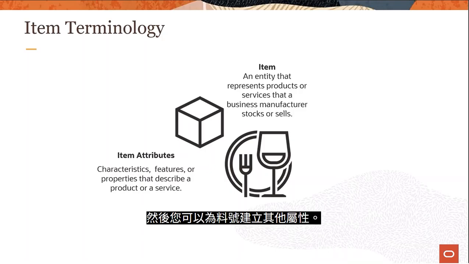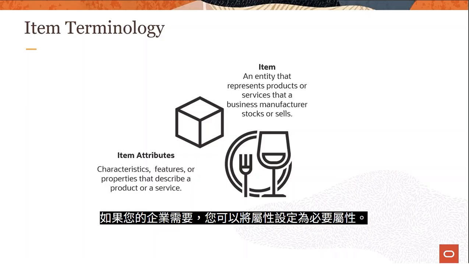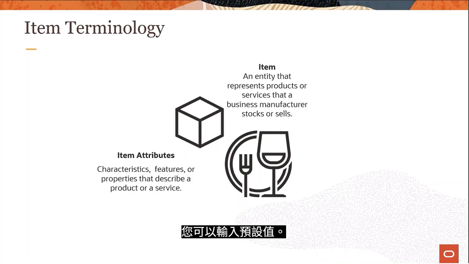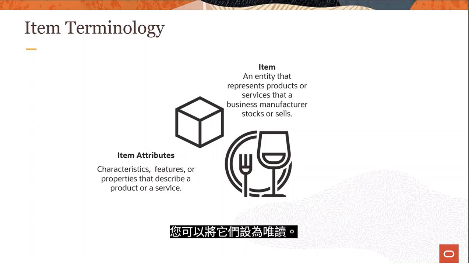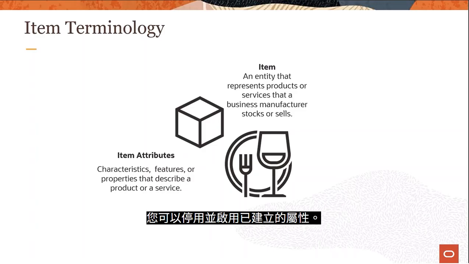Then you can create additional attributes for the item if your business requires that. You can set up attributes to be required. You can default values in. You can associate them to a value set. You can have the system calculate them depending on what you have licensed. You can make them read-only. You can have them hidden. You can deactivate and activate the attributes that you've created.